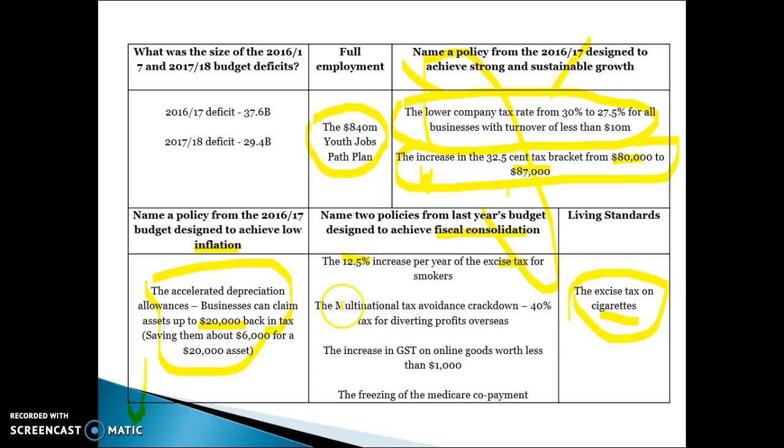Another thing they did is the multinational tax avoidance crackdown. So any firm that tries to shift their profits overseas will have to pay a 40% tax for trying to divert their profits overseas, which will help the government to collect more money. The increase in the GST on online goods worth less than $1,000. So now things that you buy online that cost up to $1,000, you now have to pay GST on them as well.